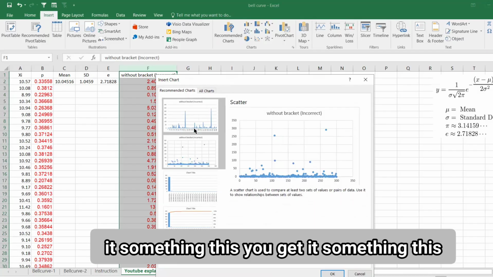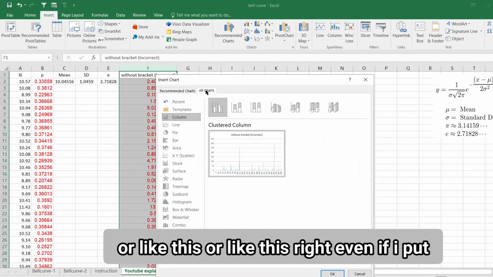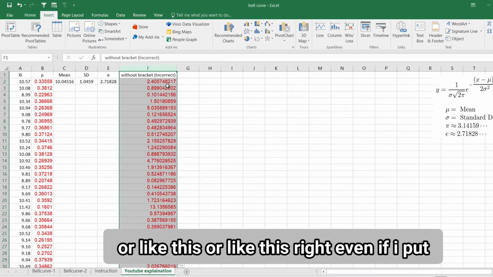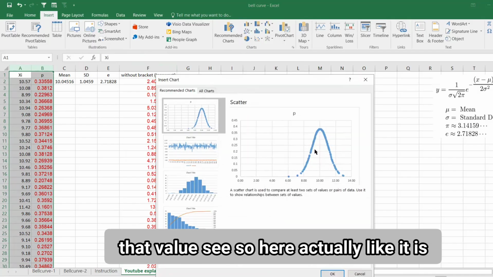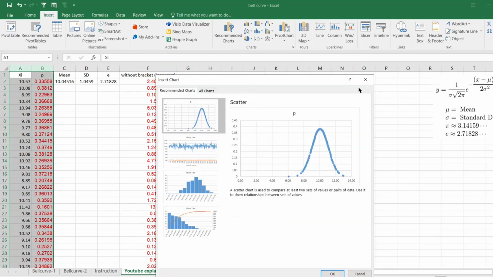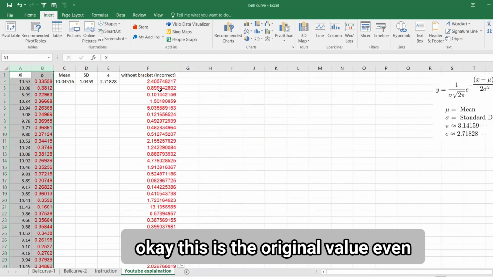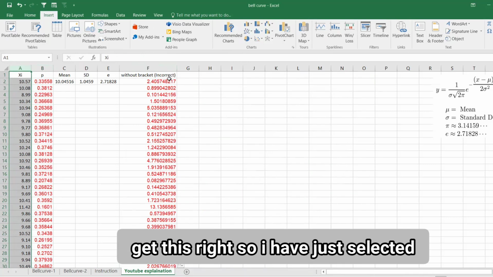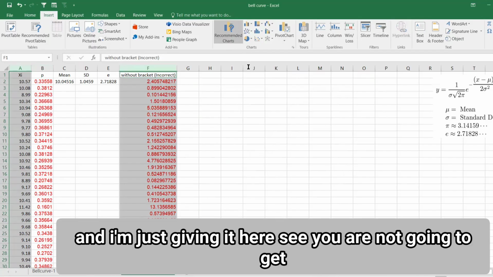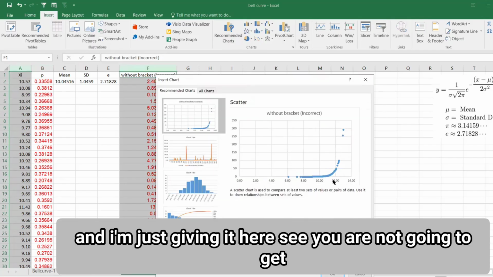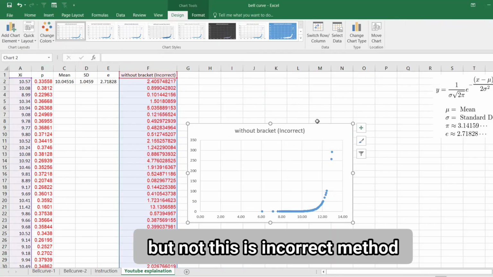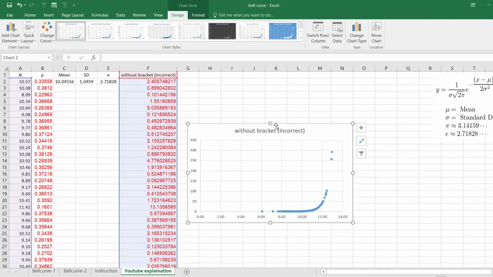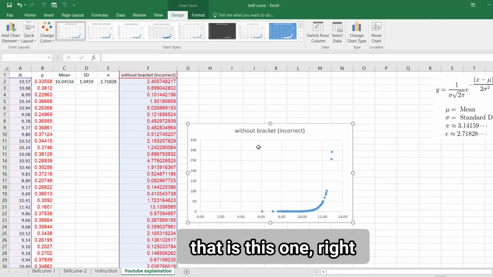You get something like this, or like this, or like this, right? Even if I put these two values together, I'm not going to get that. Here, this is the original value. Even if you put this one, you are not going to get this, right? So I have just selected and I'm giving it here. See, you are not going to get that. That's my point. This just gives the curvature, but this is an incorrect method. I just removed that bracket, so the impact of that is this one, right?